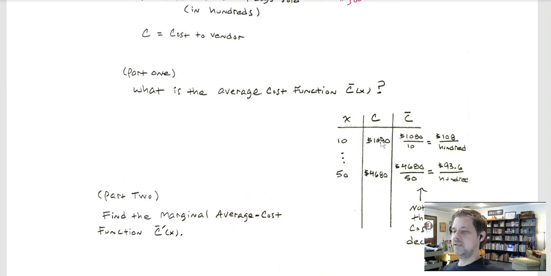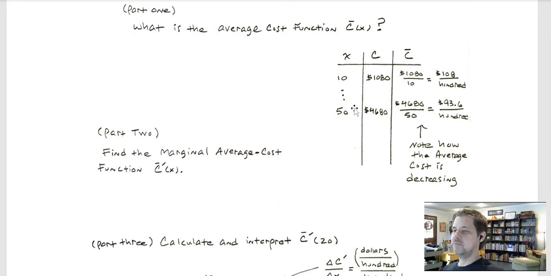I did some calculations to get you to think about what the average cost would be. If I sell 1,000 hot dogs, when X is 10, that means 1,000, I have a cost of $1,080. But that's just what my cost is. What would your cost be on average? Well, that would be $1,080 per 1,000 hot dogs, because 10 means 1,000.